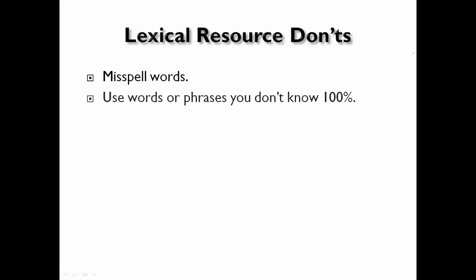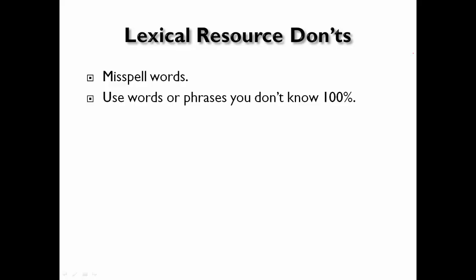Let's look at things that you should not do. Of course, you shouldn't misspell words. You shouldn't use words and phrases you don't know 100%. So this is what I call the 100% rule. If you use words you're not 100% sure about, you will make mistakes.